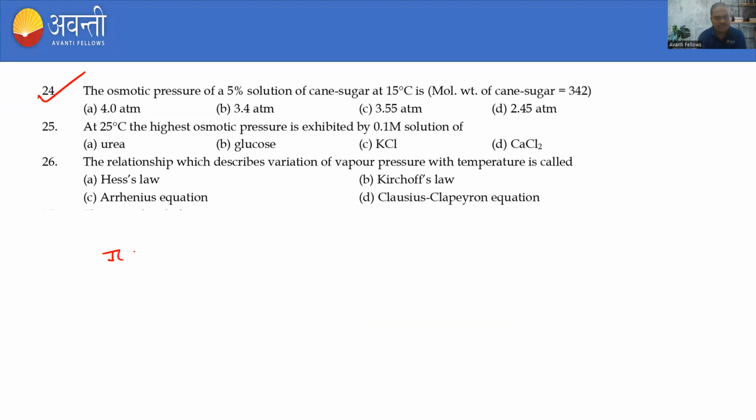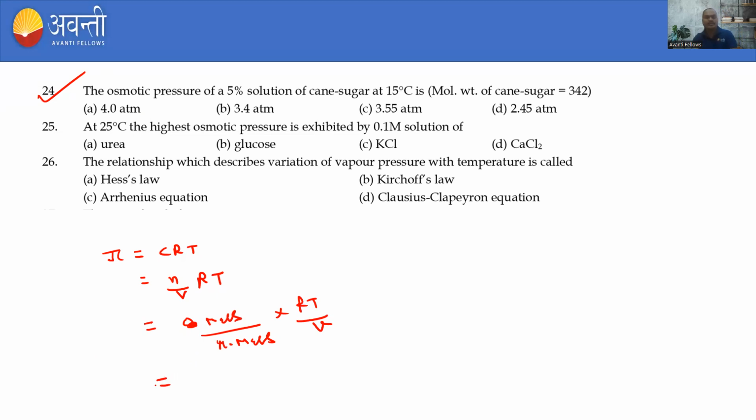You all know osmotic pressure has the formula CRT, and we can write C as n upon V, so n upon V into R into T. Here n is mass upon molecular mass. So we can also write it as mass divided by molecular mass into RT upon V, right?